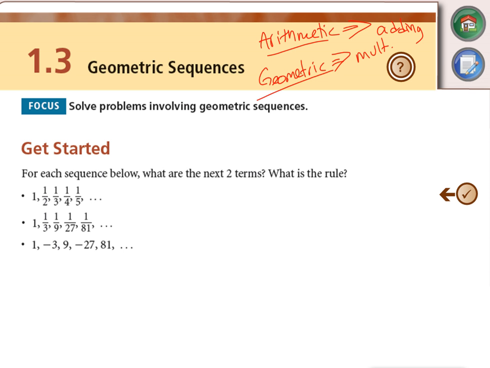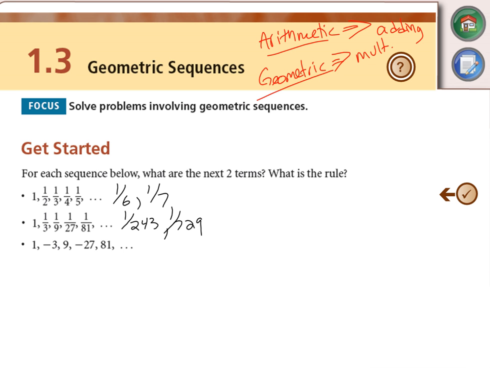All right, get started. What's happening in these three? What's the rule? What's the next two terms? 1, 1/2, 1/3, 1/4, 1/5. Well, the next one in line there is going to be 1/6, 1/7. We're just going up by 1 on the denominator. 1/3, 1/9, 1/27. Hey, every one of those denominators is a power of 3. So the next power of 3, 1 out of 243, and 1/729.